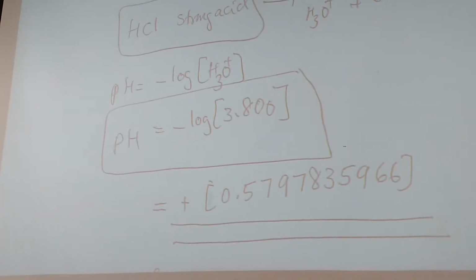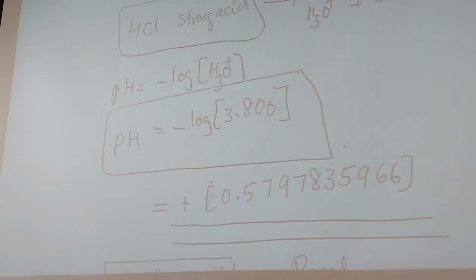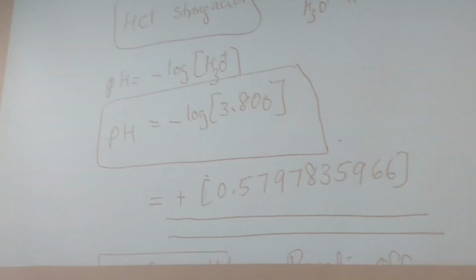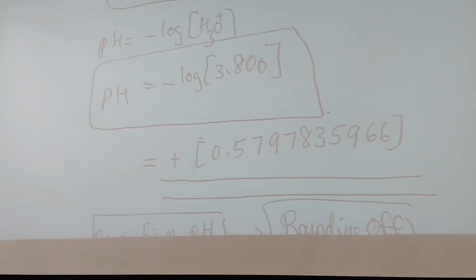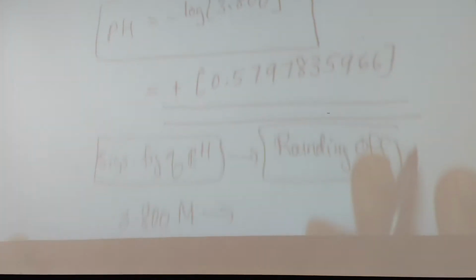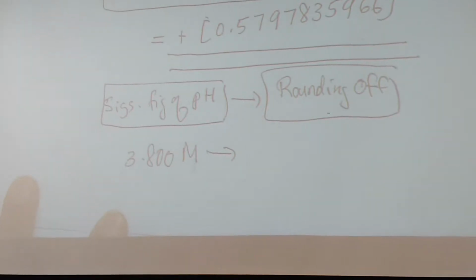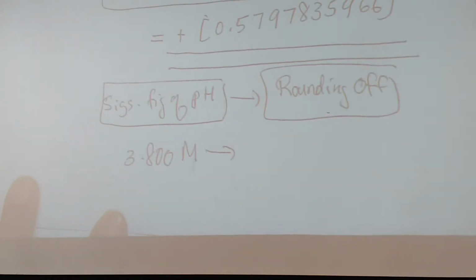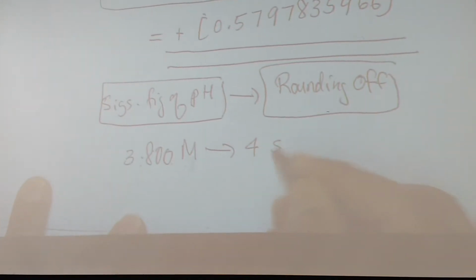Sig figs of the pH, correct? And that would be something called rounding off, okay? Rounding off. Now, you go from the real value. The real value is 3.800 molar, correct? How many significant figures do we have here? Two? No, guys, don't tell me two. How much is it? 3.800, four sig figs, correct? Four sig figs.